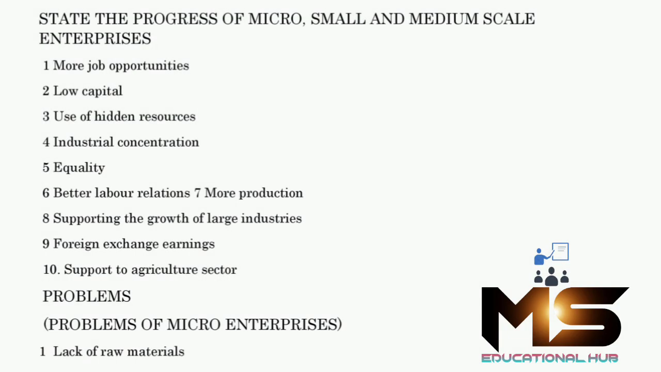Then state the progress of micro, small and medium scale enterprises, in the sense how it proceeds: more job opportunities, then low capital, use of hidden resources, industrial concentration, equality, better labor relations. Seventh one, more production, supporting the growth of large industries, foreign exchange earnings, support to the agricultural sector.